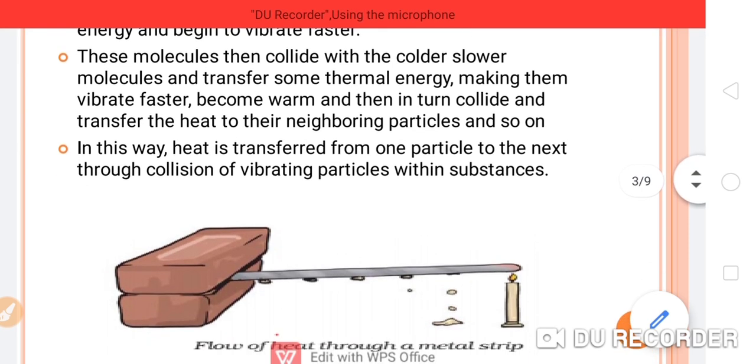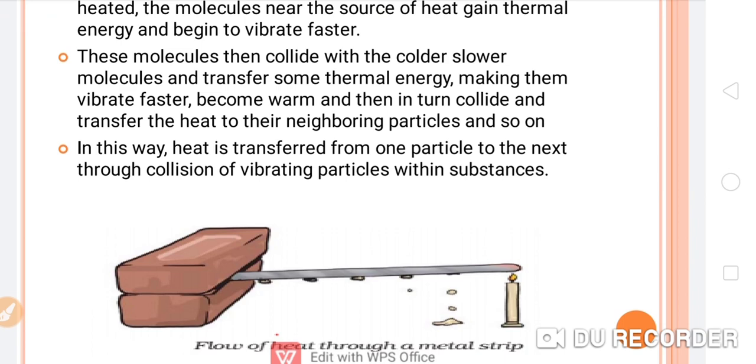In this way, heat is transferred from one particle to the next through collision of vibrating particles within substances. This is the mechanism by which heat transfers in the conduction process.